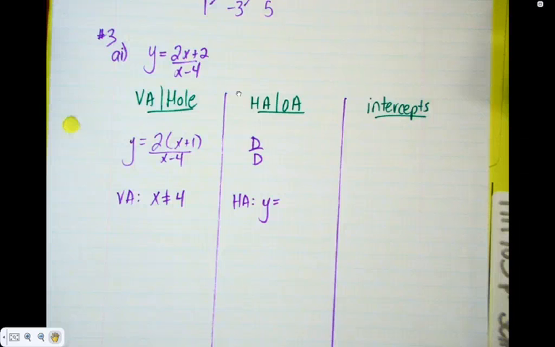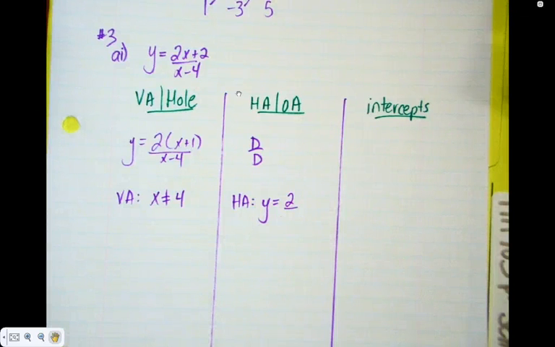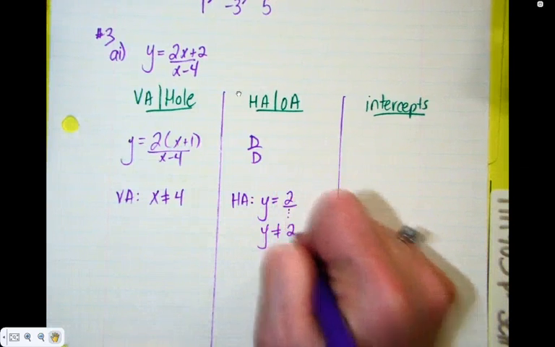This is the leading coefficient. So we go to the top, get the leading coefficient, which is 2. Leading coefficient from the bottom, and I'm just going to put an imaginary 1 because we know we don't need to write it. And so we would say this is y equals 2.